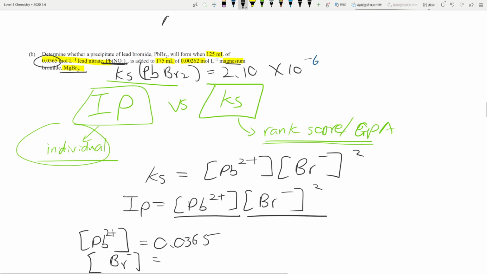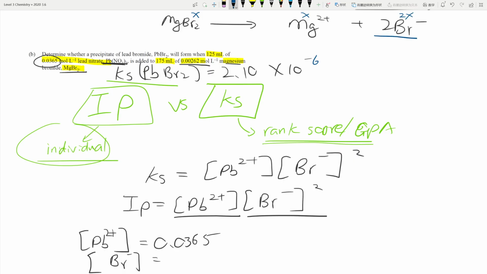MgBr2 splits into Mg2+ and 2Br-. Okay, so what is the concentration? This concentration is 0. Let's not use that first. Can you see if I use X amount of this, that breaks down, I'll make X amount of this, and I'll make 2X amount of this, because this is twice as many moles compared to MgBr2. So for every single MgBr2 that breaks, I will make 2 moles of Br-. So if this is 0.00262, this is going to be 0.0262 times 2. Okay, why didn't I need to do it here?